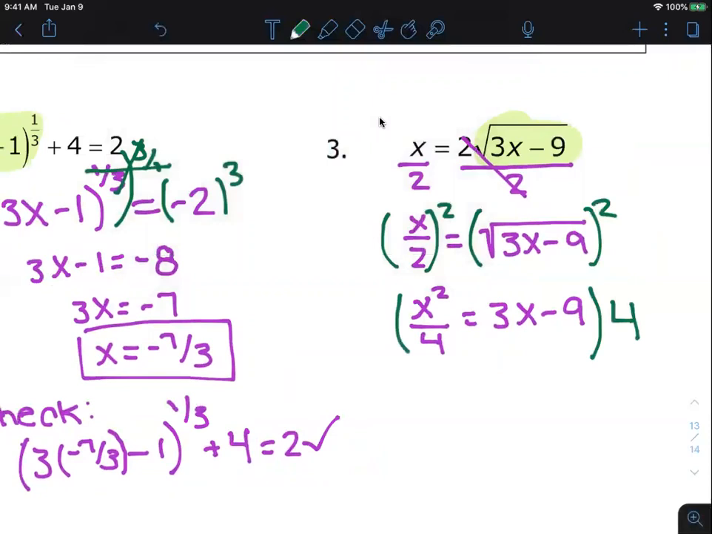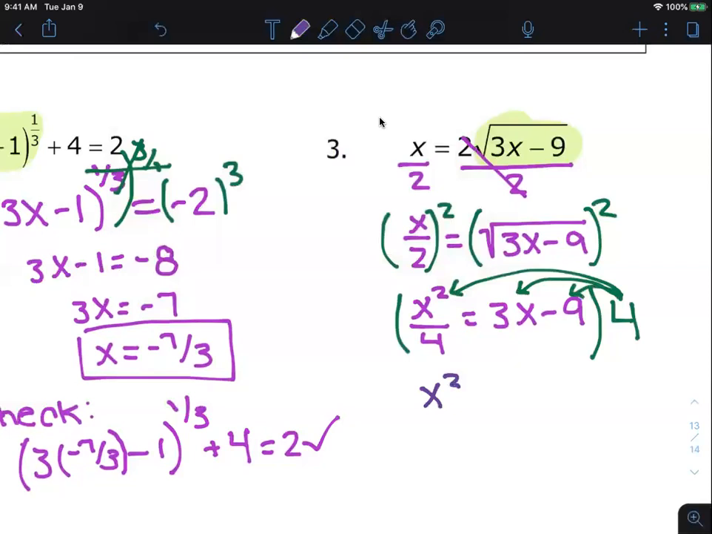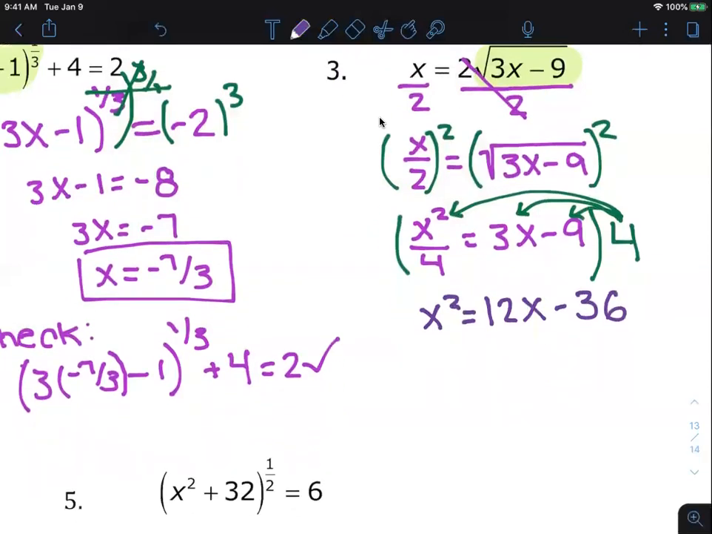So every single term, the first one over here, the second one, and the third one, it's all going to be multiplied by 4. On the left side, you get 4x squared over 4, so the 4's would cancel. So you're left with just an x squared. You've got 3x times 4, that gives you a 12x. And then you have 9 times 4, and that gives you minus 36. And then from there, you're just going to continue to solve.